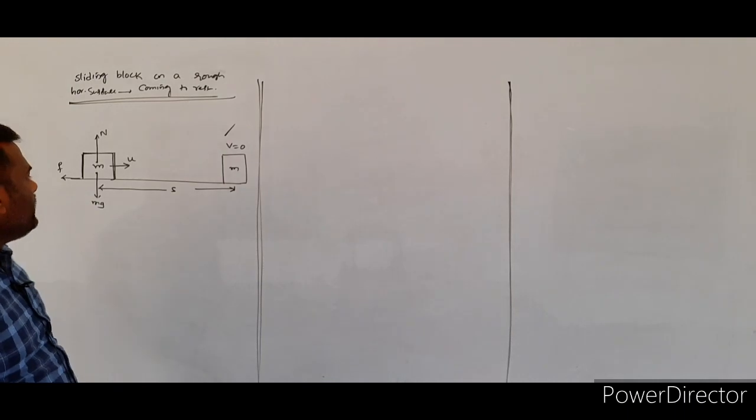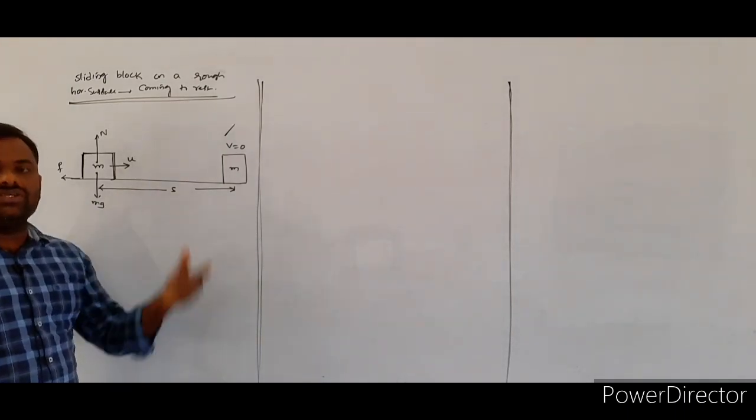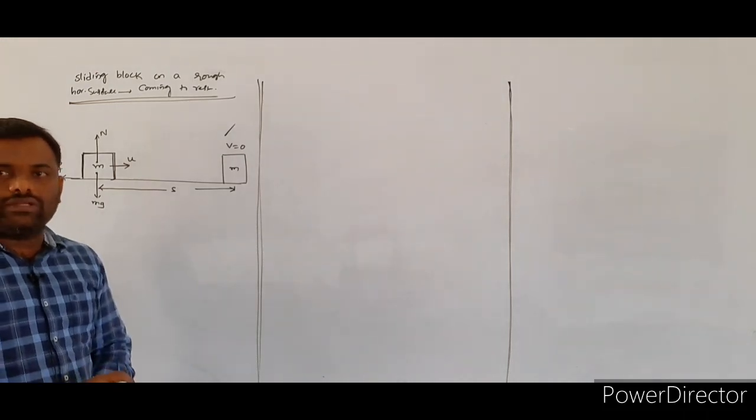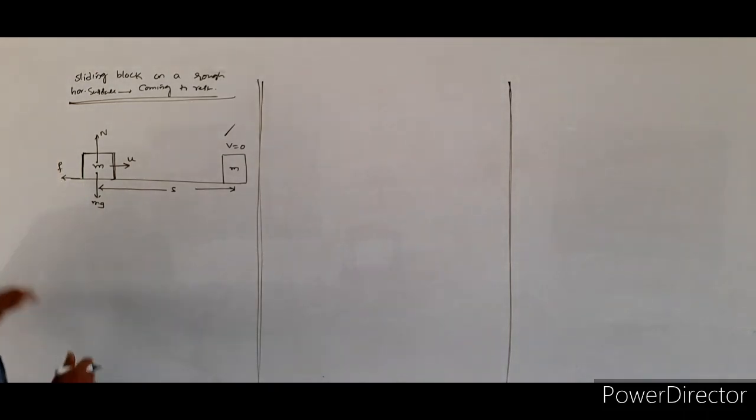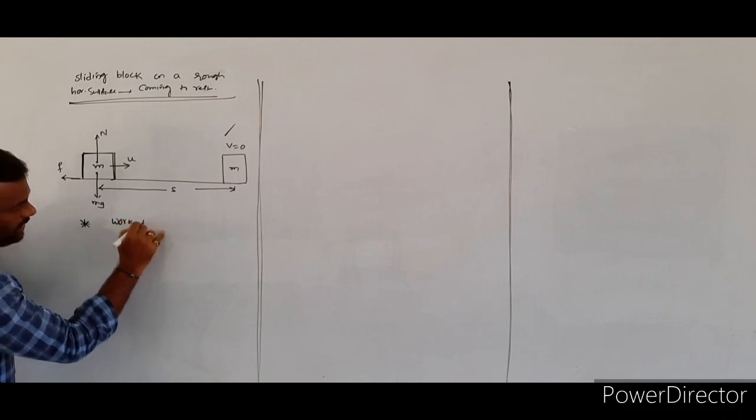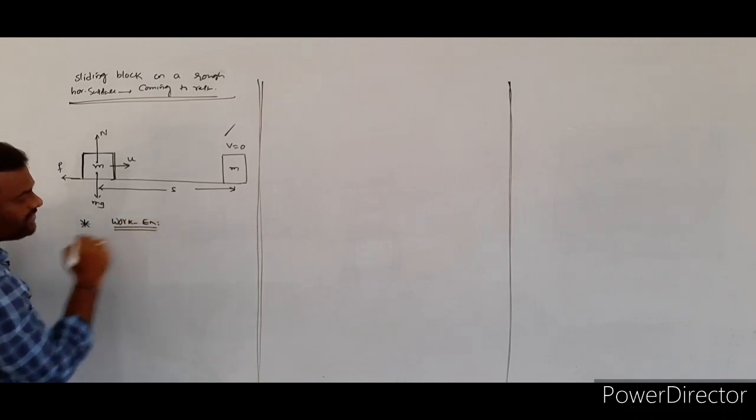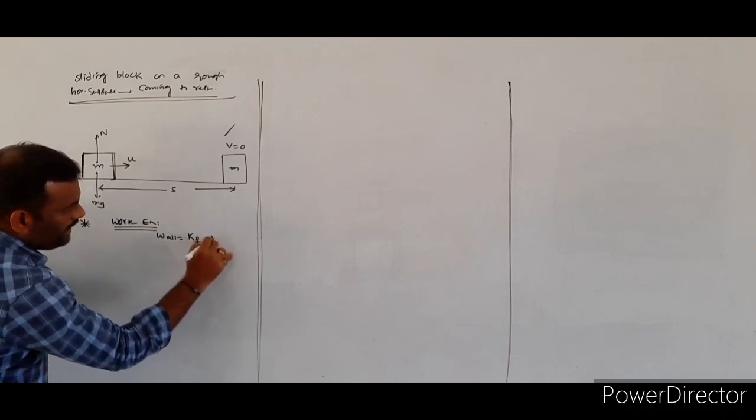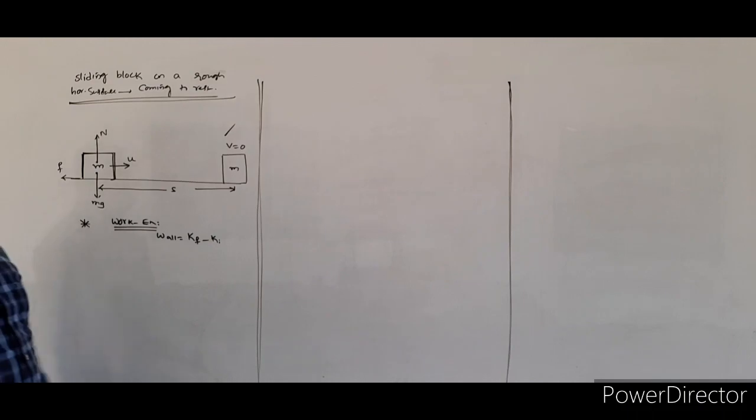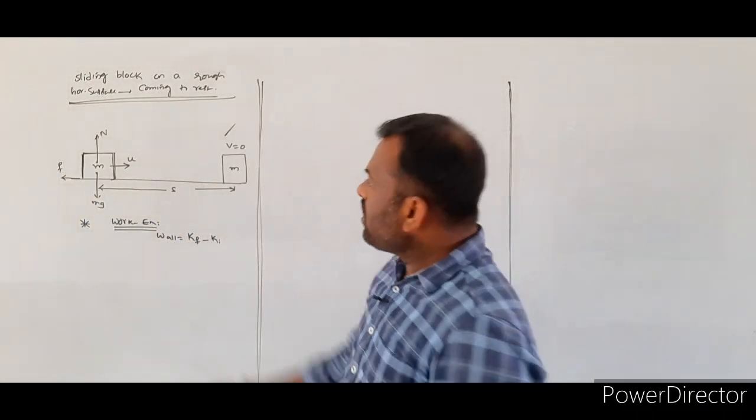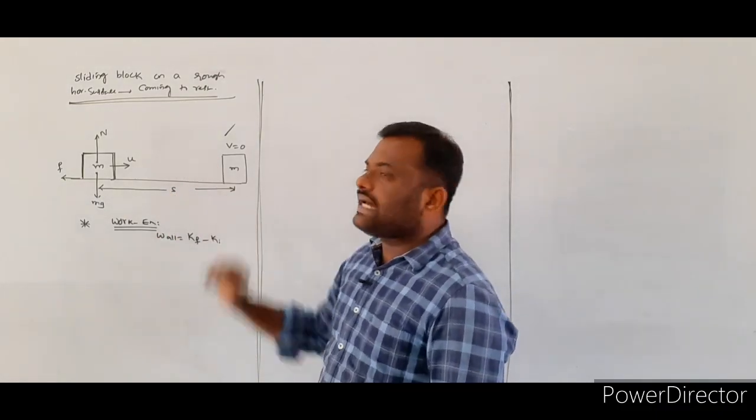Before coming to rest, the block will travel some distance. I want to calculate the displacement covered by the object before it comes to rest. To calculate this displacement, I am applying the work energy theorem. What is the work energy theorem? Work done by all the forces is equal to the change in kinetic energy. Over the given block, how many forces are acting here?